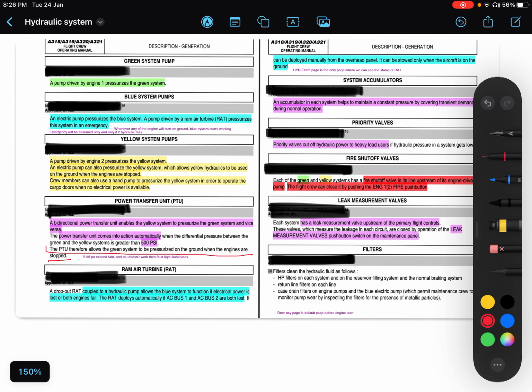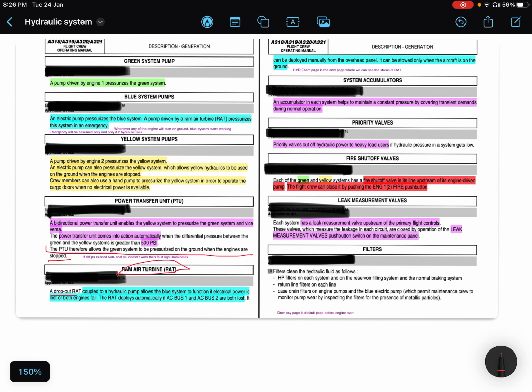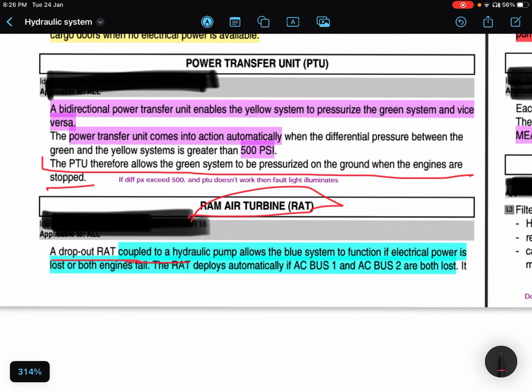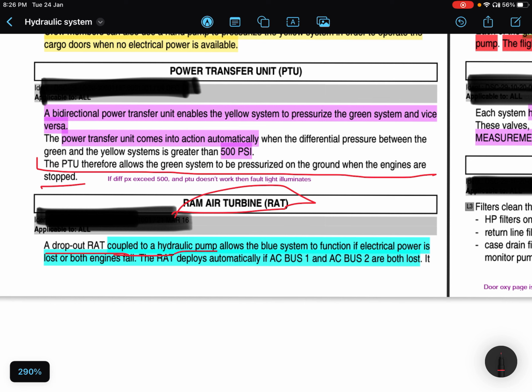What is the ram air turbine? It's a dropout RAT coupled to a hydraulic pump that allows the blue system to function if electrical power is lost or both engines fail, right? The RAT deploys automatically if AC bus 1 and AC bus 2 are lost or not powered. Let's say both engines have been shut down or have failed, then in flight this RAT deploys automatically because AC bus 1 and AC bus 2 are not powered, right?